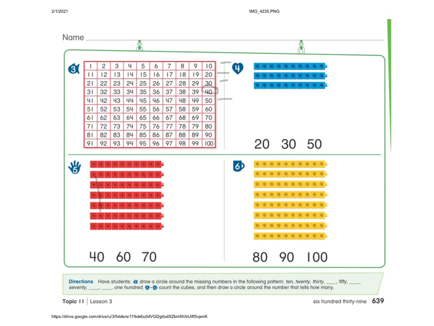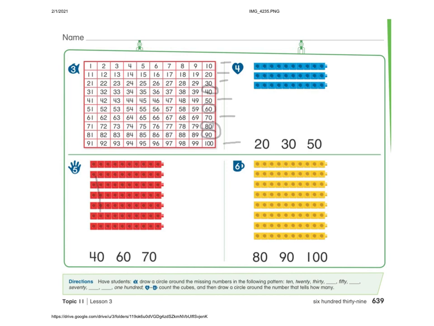Then it says 50. Oh, what would be next? Okay, 60. Then 70. Okay, we're missing the 2 that follow that. So 80, 90, then 100.